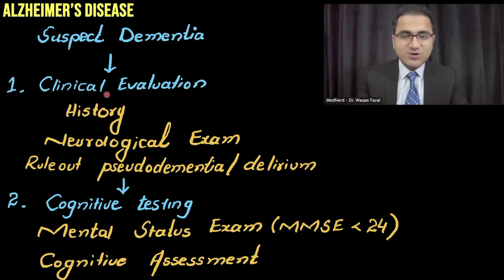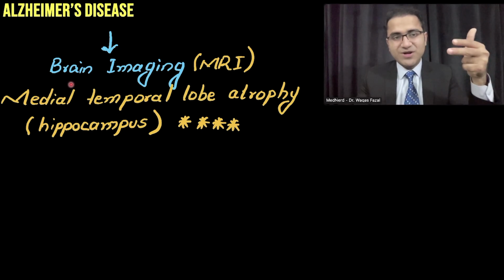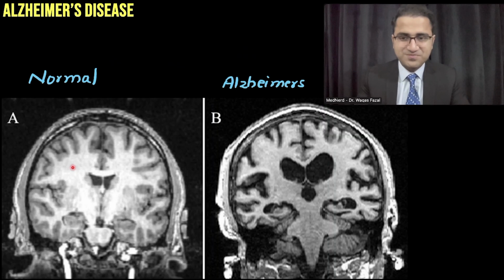So you do clinical evaluation, you do the cognitive testing, and you apply the criteria. Then you go ahead to the third part, the brain imaging. So clinical evaluation, cognitive assessment. In the brain imaging, you perform MRI. In the MRI of the brain, what you can see is medial temporal lobe atrophy, especially the hippocampus is involved. Changes on brain MRI take time. So initially, diagnosis is based on cognitive assessment and clinical evaluation.